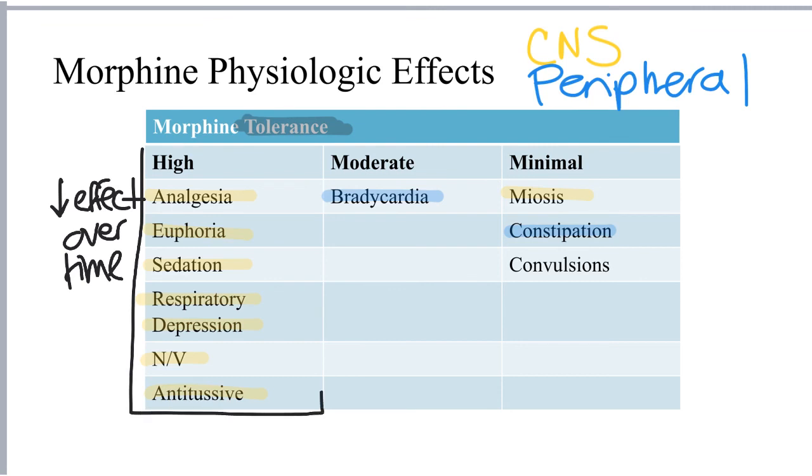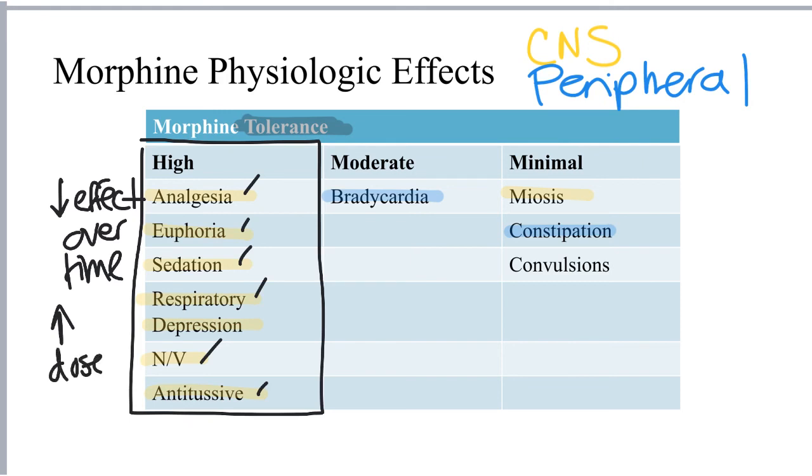Tolerance develops with high frequency to the effects of analgesia, euphoria, sedation, respiratory depression, nausea, vomiting, and the antitussive effects. This is often problematic because the analgesic effects are the ones for which morphine is utilized. And if tolerance develops, higher doses of morphine are required to produce the same pain-relieving effects as before.